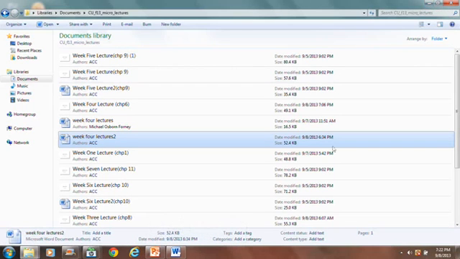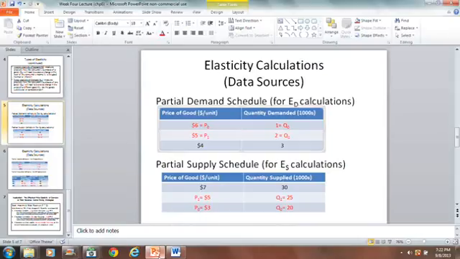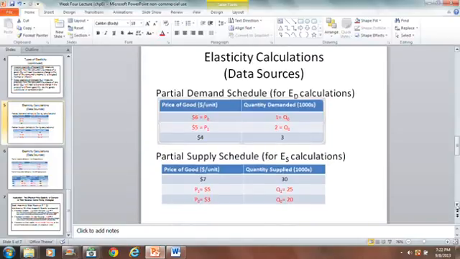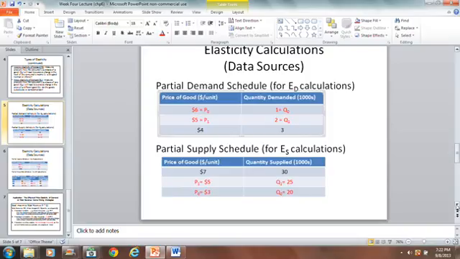The next one we'll look at is price elasticity of supply. So our next calculation would be price elasticity of supply. And since elasticity of supply is restating the law of supply, I need a supply schedule from which to get the data. And so I have a nice supply schedule here.